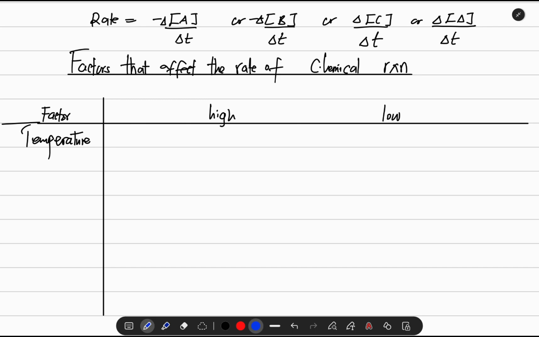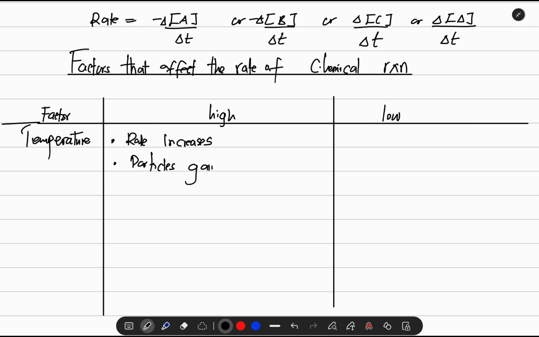When temperature is high, what happens to the rate of chemical reaction? The rate increases. The reason is simple: particles gain kinetic energy, meaning there are more collisions, hence increasing the speed of the reaction rate.